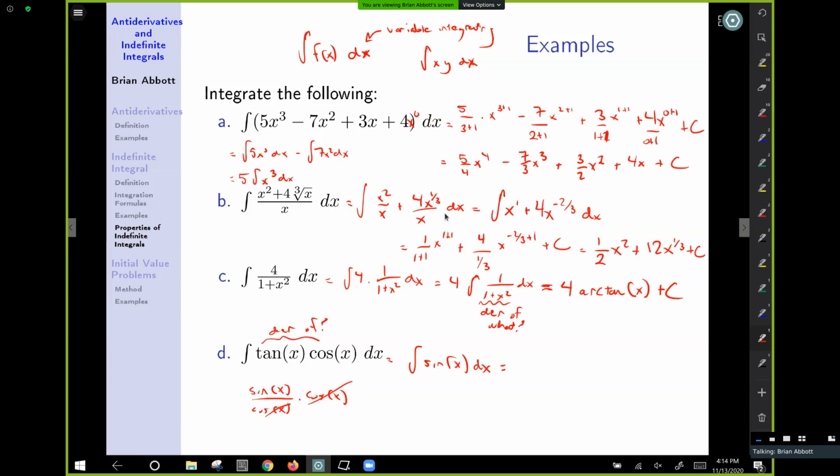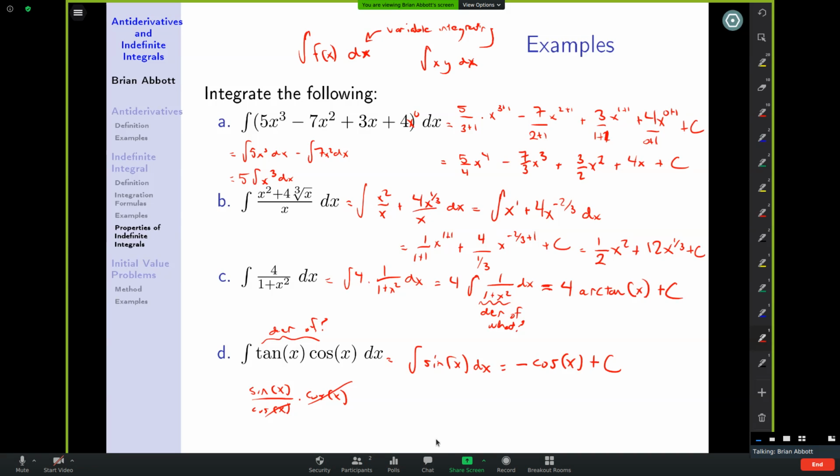So pause and figure that one out. What has derivative of sine? Well, cosine has derivative negative sine. So negative cosine will have derivative sine, plus c. And that's it for examples of integration. Next, we're going to talk about initial value problems.